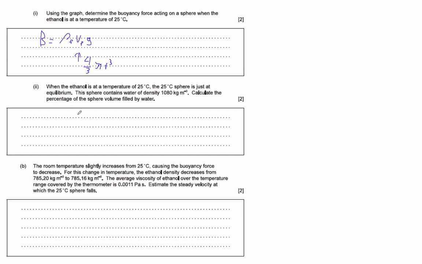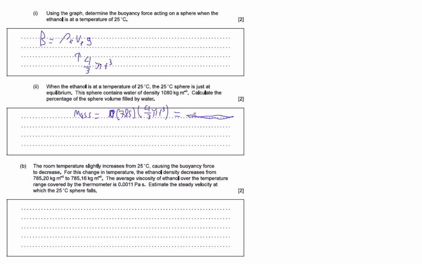Okay, so the first thing I did was I figured out the mass of it, right? It's just at equilibrium, so you're going to say mass is equal to the density of the ethanol, which is 785, so I'll just put the number in there, 785 times the volume of the sphere, so 4/3 pi r to the third. Don't forget to convert the centimeters to meters. Okay, and then that will give you the mass of the fluid displaced.